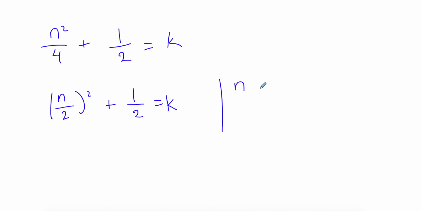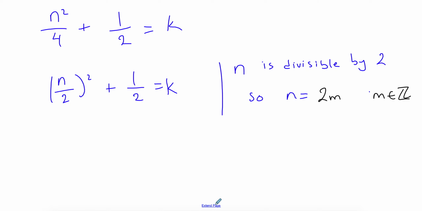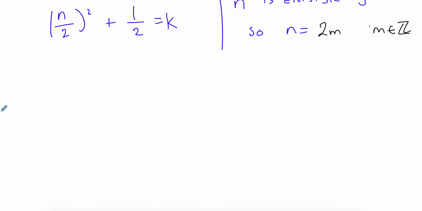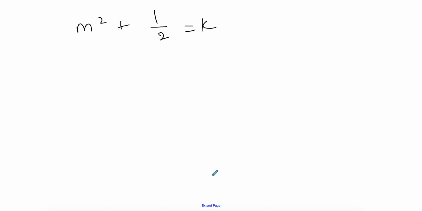So this just implies that n is divisible by 2. And so n could be written as 2k, where, sorry, not k, k is being used, 2m, where m is an integer. So I can rewrite my n over 2 as 2m over 2, squared, plus a half equals to k. This will simplify to m squared plus a half equals to k. Hopefully you've spotted the contradiction by now.